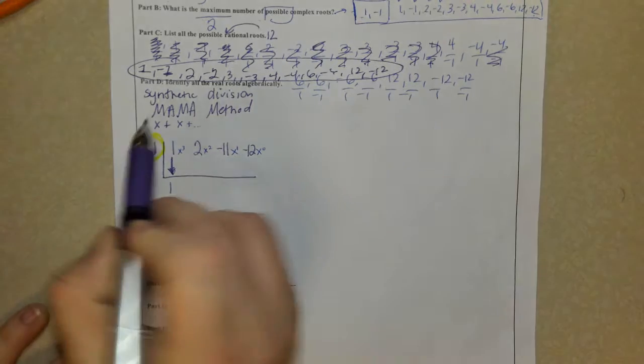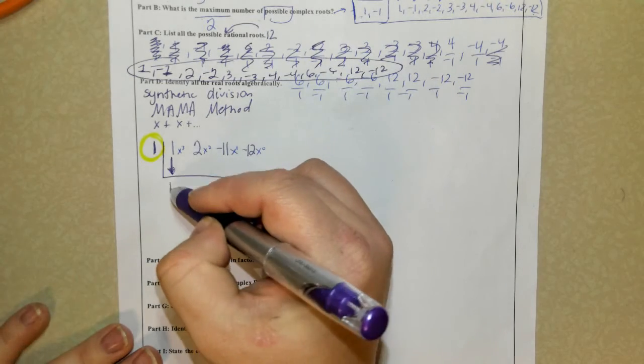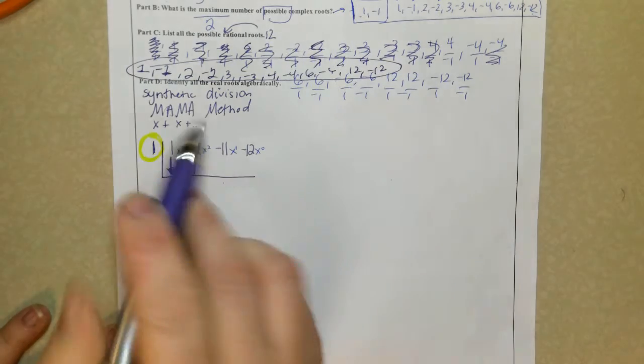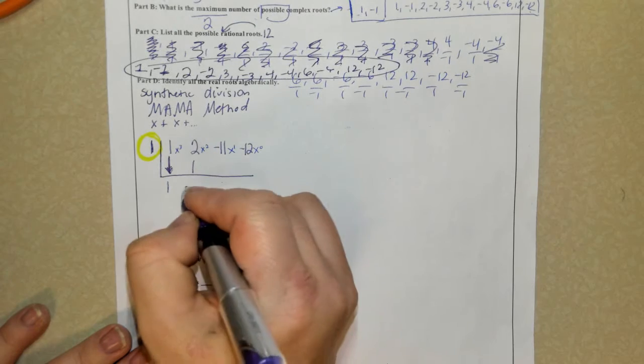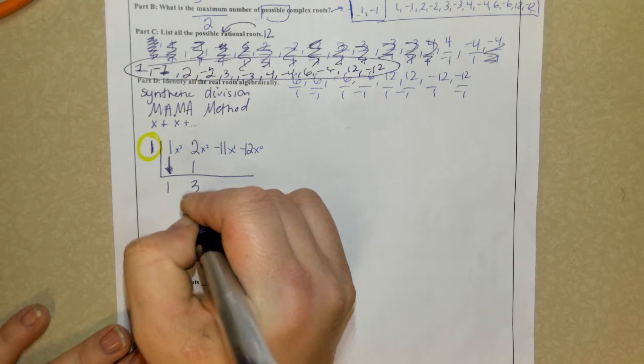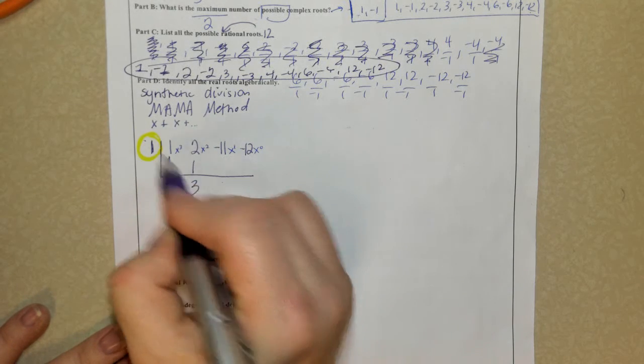Here we go, mama. Start with multiplying. So 1 times 1 is 1. Now I'm going to move to adding. When I add, I go straight down. 2 and 1 is 3. Go to multiplying. Everything always goes back up here.